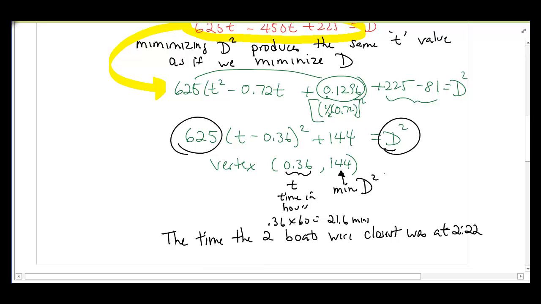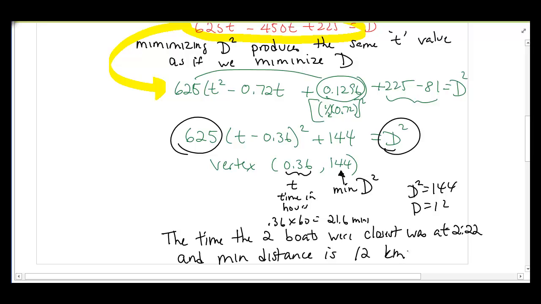Well, remember, d squared is 144. So what's d? Yes, that's just 12. So the minimum distance, I'll say the minimum distance between them is 12 kilometers.